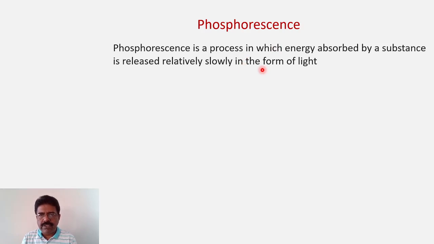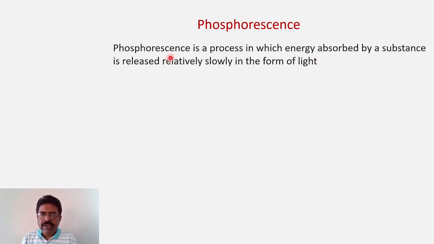Now what is phosphorescence? Actually it is slightly different from fluorescence. The phenomenon is the same. In phosphorescence, you can say it is a process in which energy absorbed by a substance is released relatively slowly in the form of light. In fluorescence, we have seen the energy initially absorbed for the excitation from ground state to excited state of the molecule is re-emitted during the reverse transition almost instantaneously. That time period is very small.